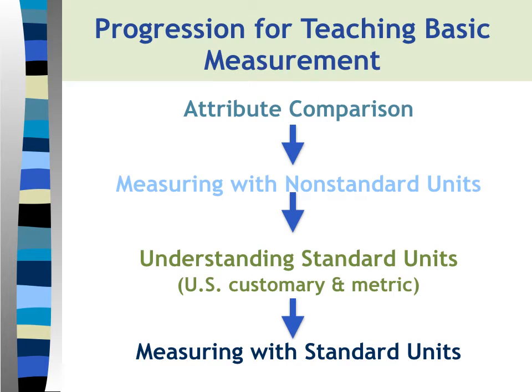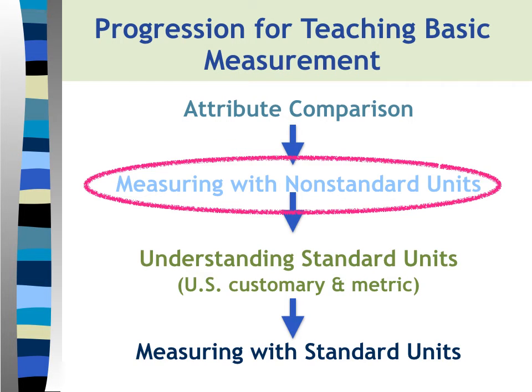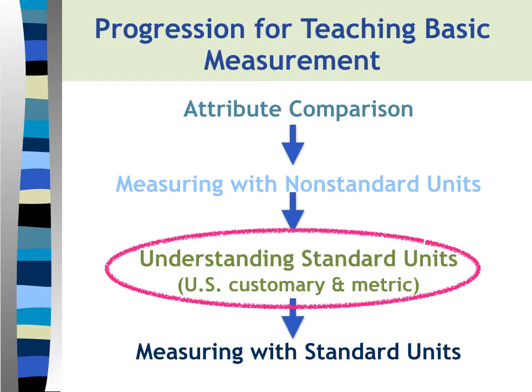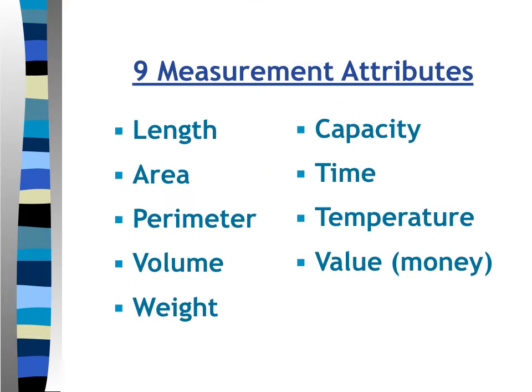When we teach basic measurement concepts in elementary school, we teach it in this progression. We start with comparing different attributes like length, weight, volume, time, etc. Next, you teach students to measure with non-standard units like paper clips, their hands, cubes, etc. Using non-standard units like our hands and feet builds an understanding of why we need standard units that are all the same size. Then we have students start measuring with standard units.